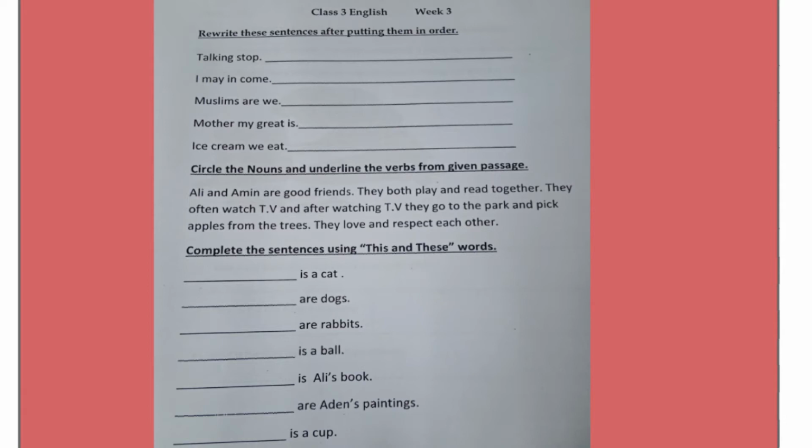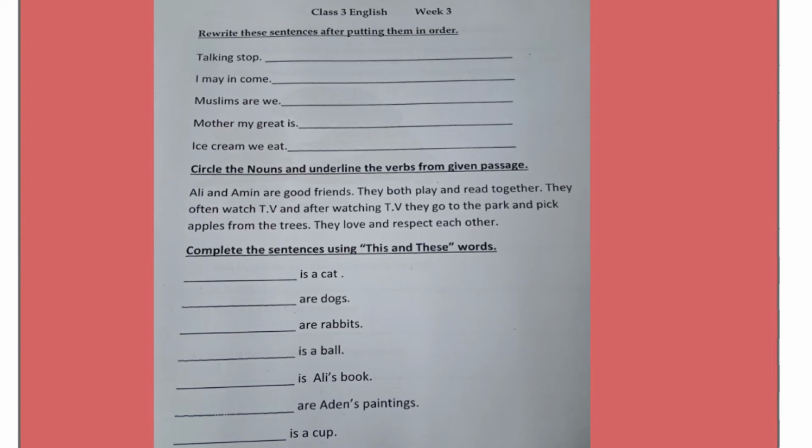We are Muslims. Full stop. My mother is great. My का M should be capital. We eat ice cream. Full stop. The first letter of your sentence should be capital, and after that, in the end of the sentence, you have to put full stops.